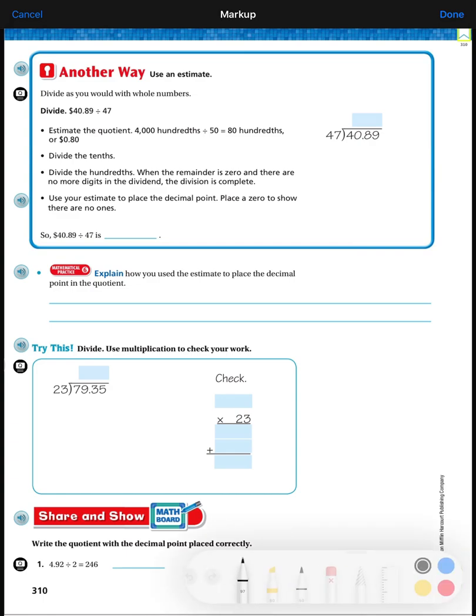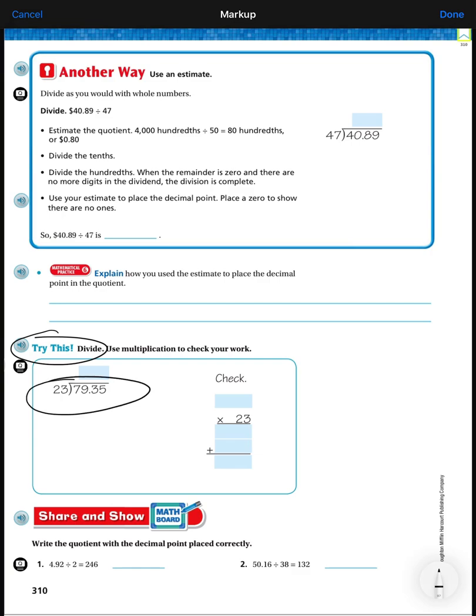All right, I want to look down here at this problem where it says try this, because we are going to be doing 2 separate steps here. Because first it says to divide, so we're going to do that first. And then it says to use multiplication to check your work. Okay, so we're using the inverse operation of division, which is multiplication. Okay, all right, so let's take a look at this. We have 79.35 divided by 23.